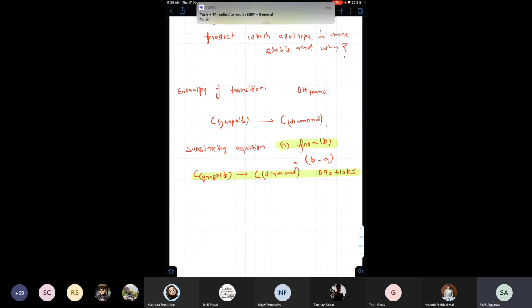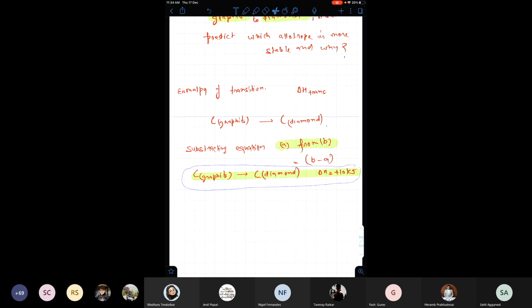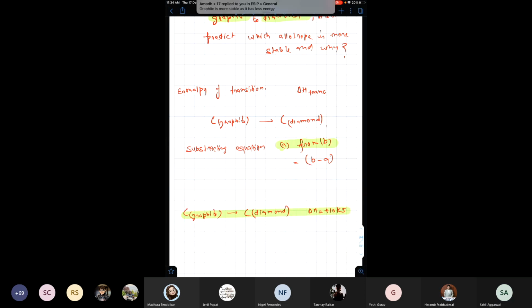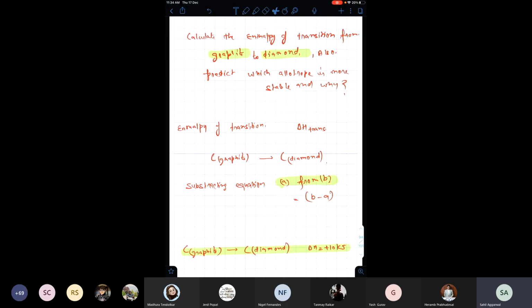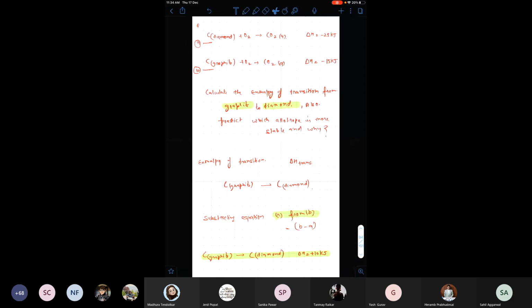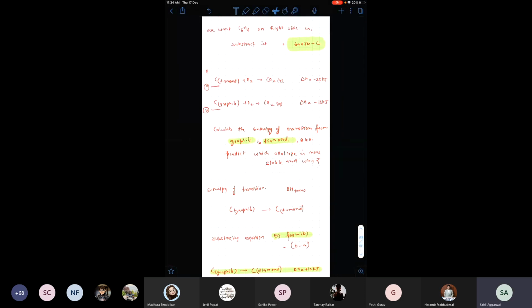So which form is more stable? Graphite is more stable as it has less energy. Okay. How did you come to know it has less energy? Amod, how did you come to know it has less energy?